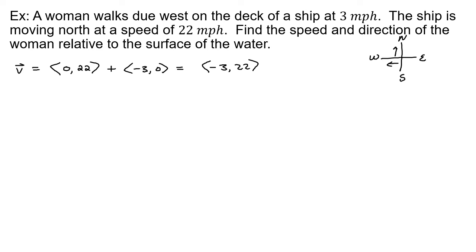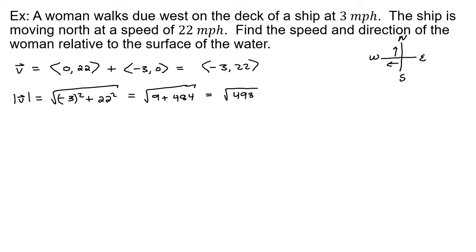I need to know the magnitude of that vector. So the magnitude would tell me the speed. And so if I do the magnitude, I would have negative 3 squared plus 22 squared. Now, negative 3 squared is 9. That one probably everybody knows. 22 squared is a little harder for most people, but it's 484, if I remember my 10th grade math correctly. And so I add those together to get 493, which is not going to be a perfect square. So we're going to approximate that. It's about 22.2 miles per hour.